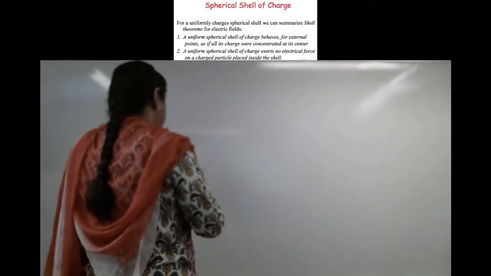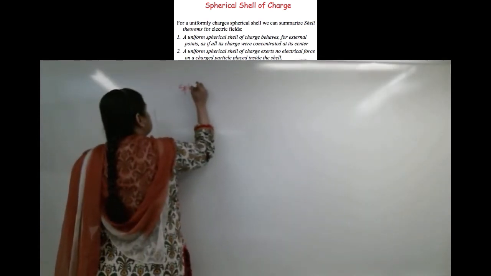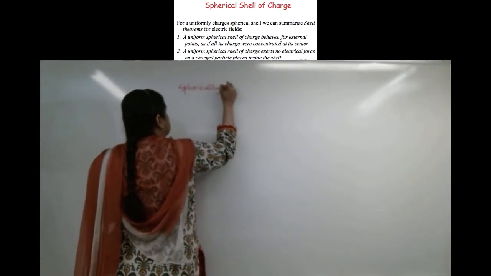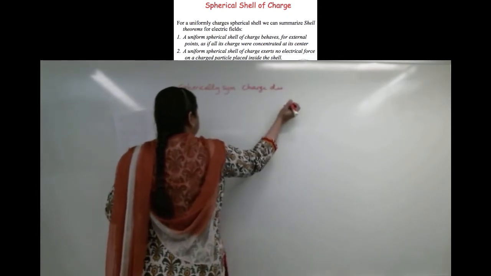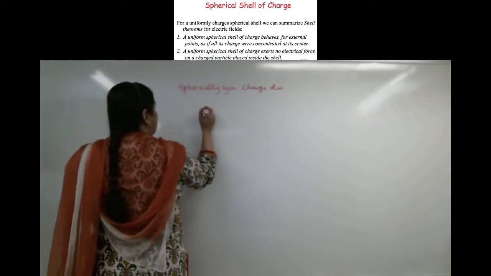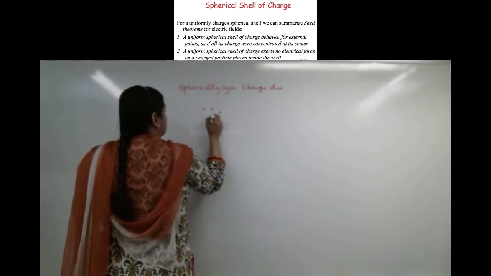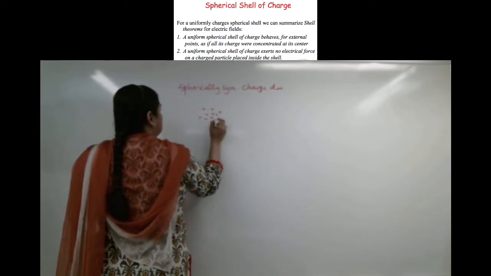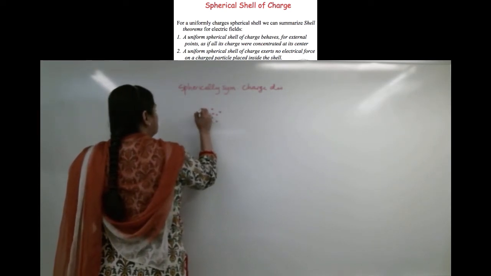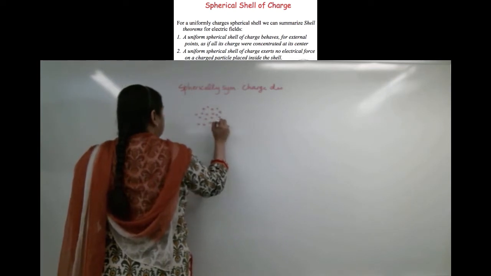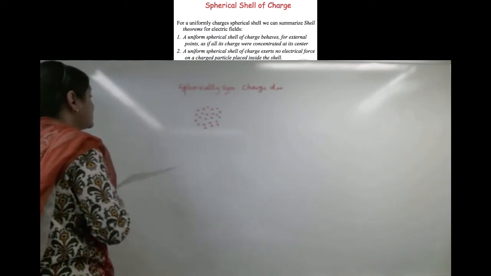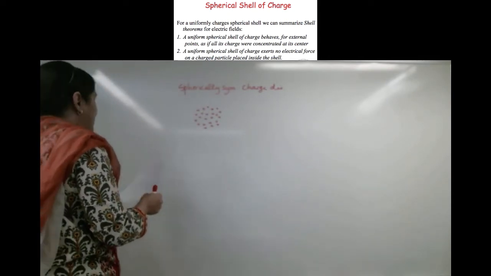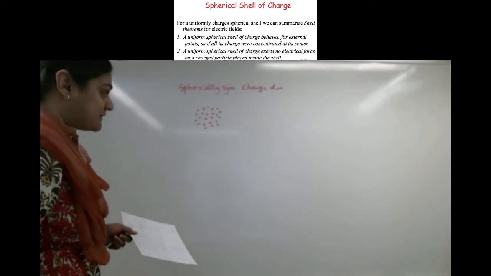Next, let's talk about a spherically symmetric charge distribution. Okay, what will it look like? I will have some charges distributed in a sphere, right? Now, in this case, what will happen? If this is my spherically symmetric charge distribution, I can actually draw my Gaussian surfaces.